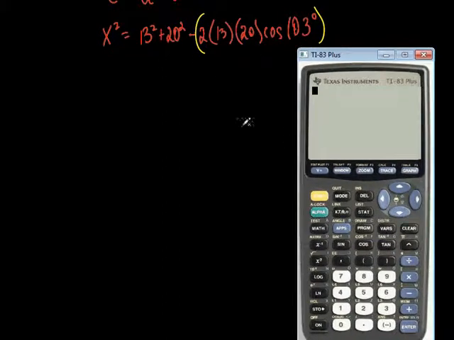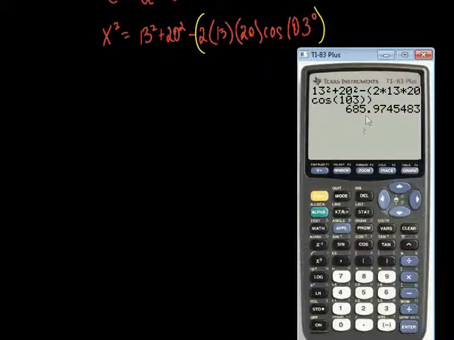So let's do this. 13 squared. Here we go. 13 squared plus 20 squared minus what? No. Parentheses. Parentheses. Okay, then 2 times 13 times 20. On this calculator, you don't have to hit times. You can just hit cosine 103. Now look, I got to close that 103 in with a parentheses, but then I got to have another parentheses to close that one right there. We've mentioned that many times.